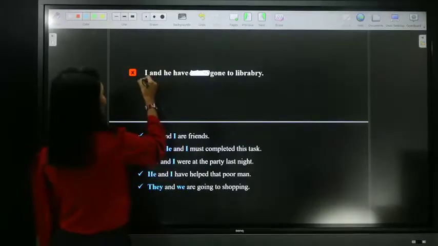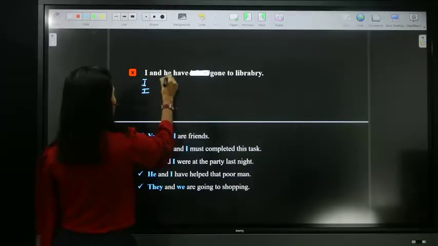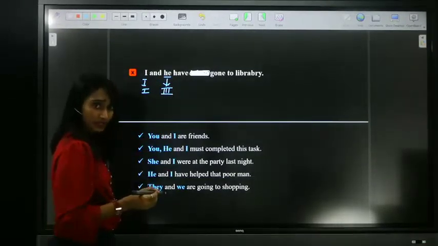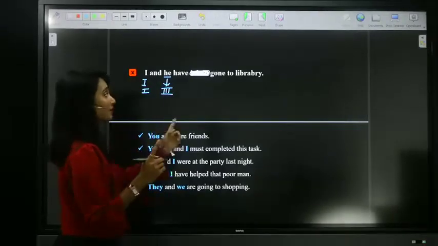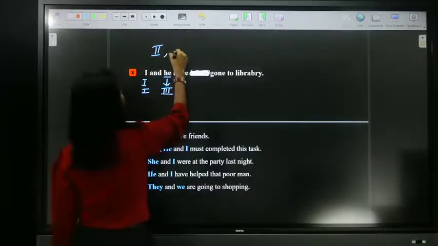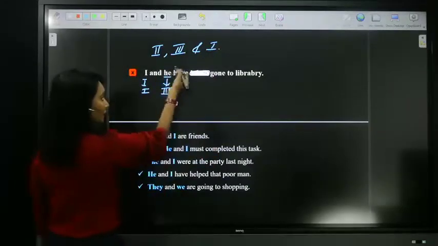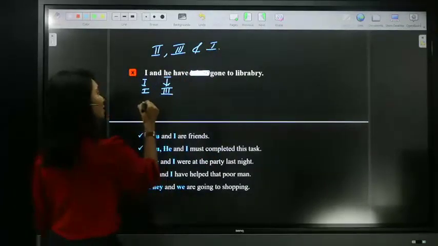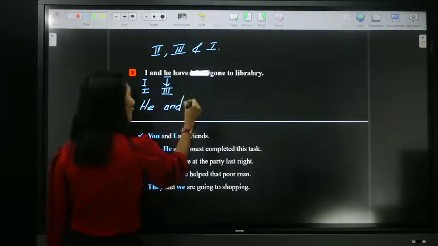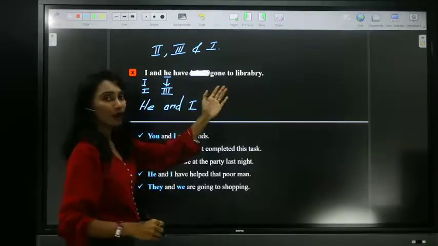See guys, I is first person, right? He is third person. As we discussed the rule for the order, if the sentence is positive, the order is second person, third person, and first person. Here second person is not there, but third and first are there. So it should be he and I have gone to the library.